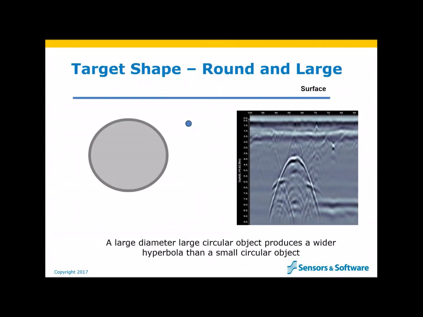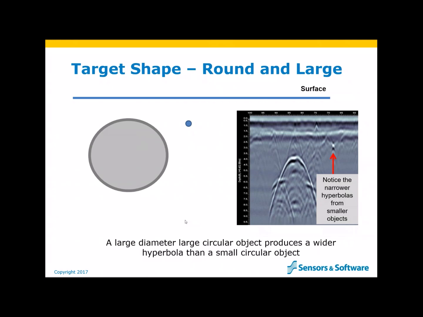I want to talk about large diameter objects. I've included this topic because someone who attended the last webinar asked me to cover something about interpreting underground storage tanks. Here's an example of an object with a very large diameter beside an object with a very small diameter. It is not hard to notice the difference in the width of the hyperbolas.